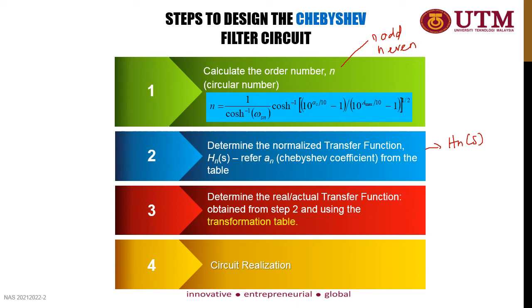And then, in order to have the normalized transfer function, you also need to refer to a specific table to determine the polynomials or the coefficient values. So A1, A0, and so on. Once you have the normalized transfer function, then you need to write down the actual or real transfer function. In order to transform the normalized into the actual transfer function, you need to refer to the transformation table to get the transformation equation, and finally the circuit realization.